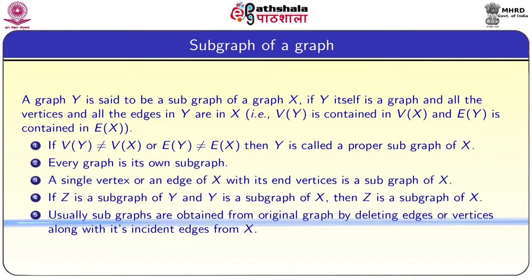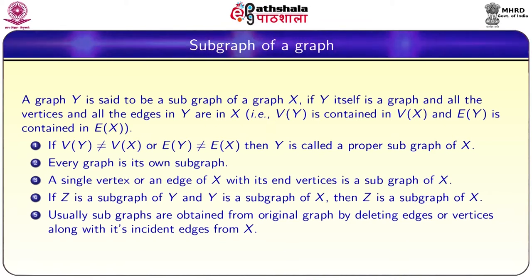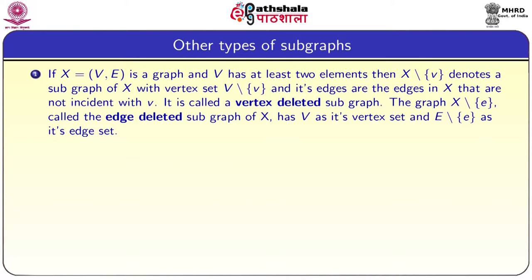Usually, subgraphs are obtained from the original graph by deleting edges or vertices along with their incident edges from X. Another type of subgraph: if X = (V, E) is a graph and V has at least two elements, then X minus v denotes the subgraph of X with vertex set V minus {v} and whose edges are the edges of X that are not incident with v. It is called a vertex deleted subgraph. The graph X minus e is called an edge deleted subgraph of X, with V as its vertex set and E minus {e} as its edge set.